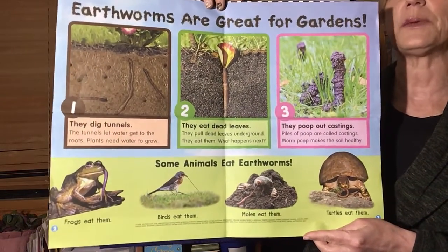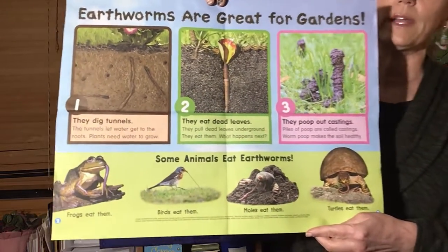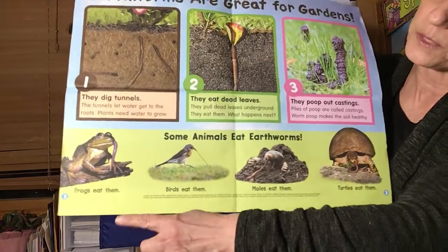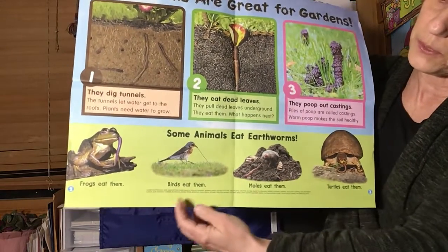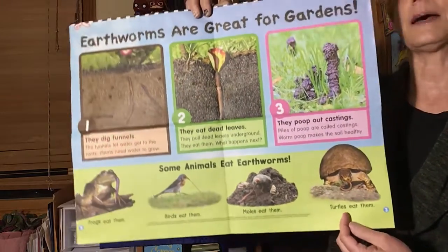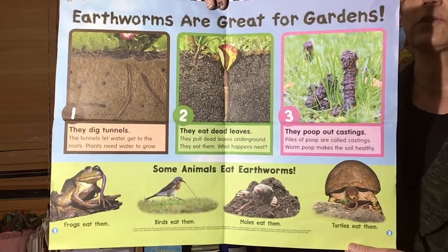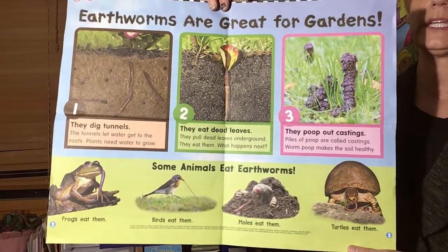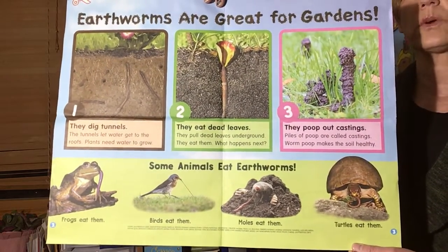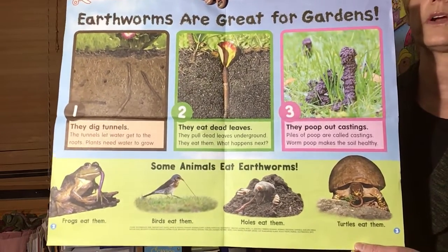Some animals eat the worms, right? We noticed that on our lawn at school, we see the robin redbreasts all over the lawn. And what do you think they're looking for? They're looking for worms to eat. So look, who eats worms? Frogs eat them, birds eat them, moles eat them, and turtles eat them, right? So when they see the birds, they have to get underground quickly because they are going to be eaten by other animals, okay? But the most important thing that we learned is that earthworms or worms are very important for the soil. They're very important for the earth.